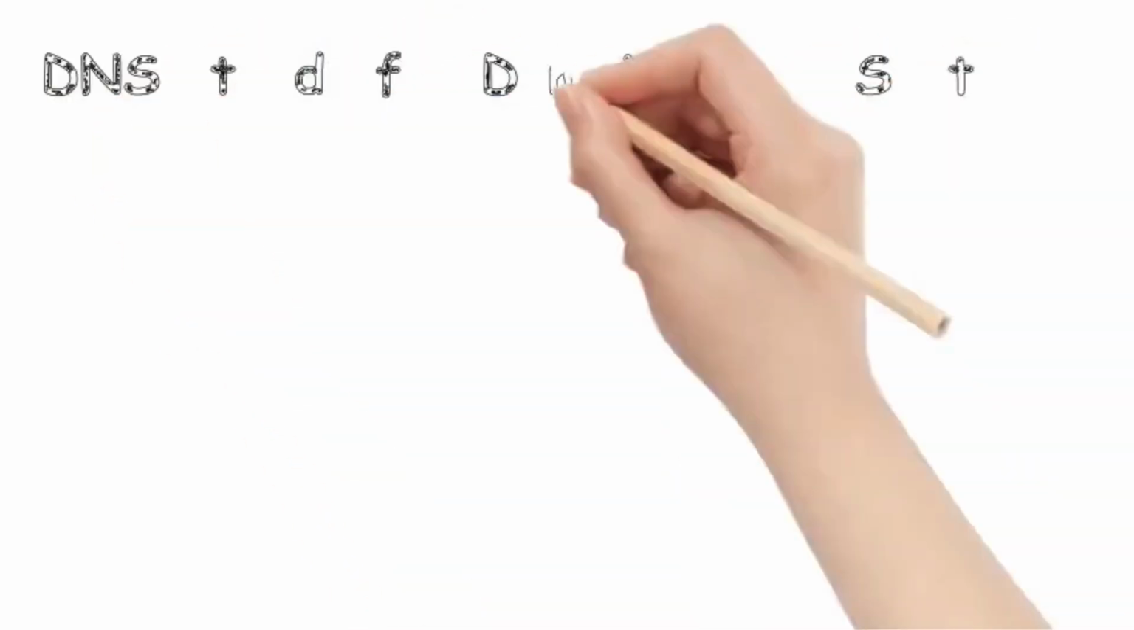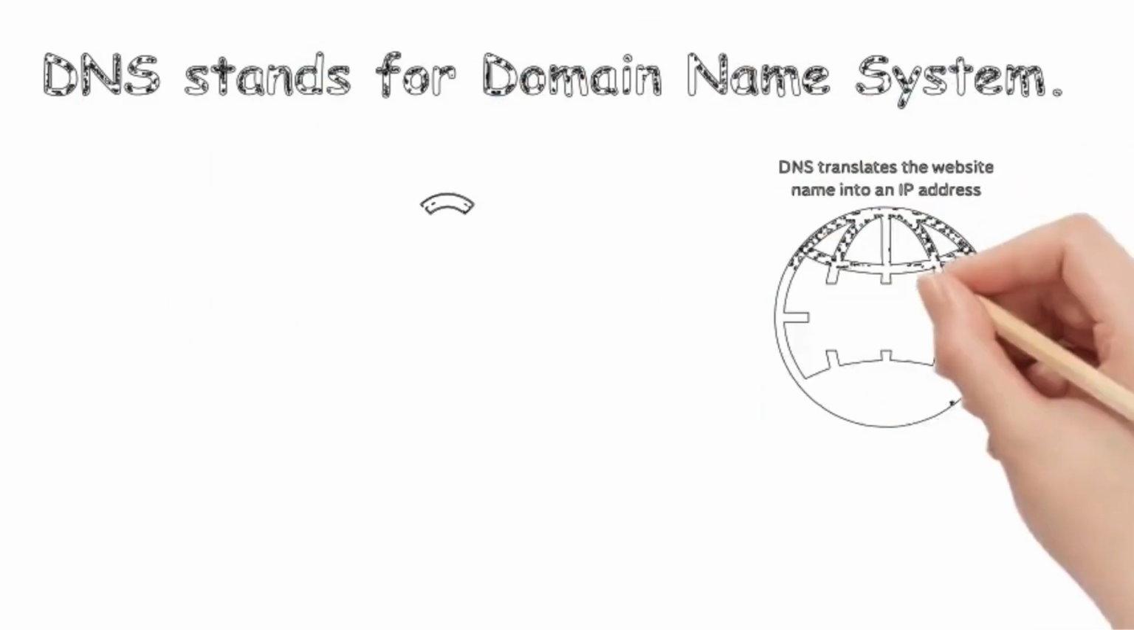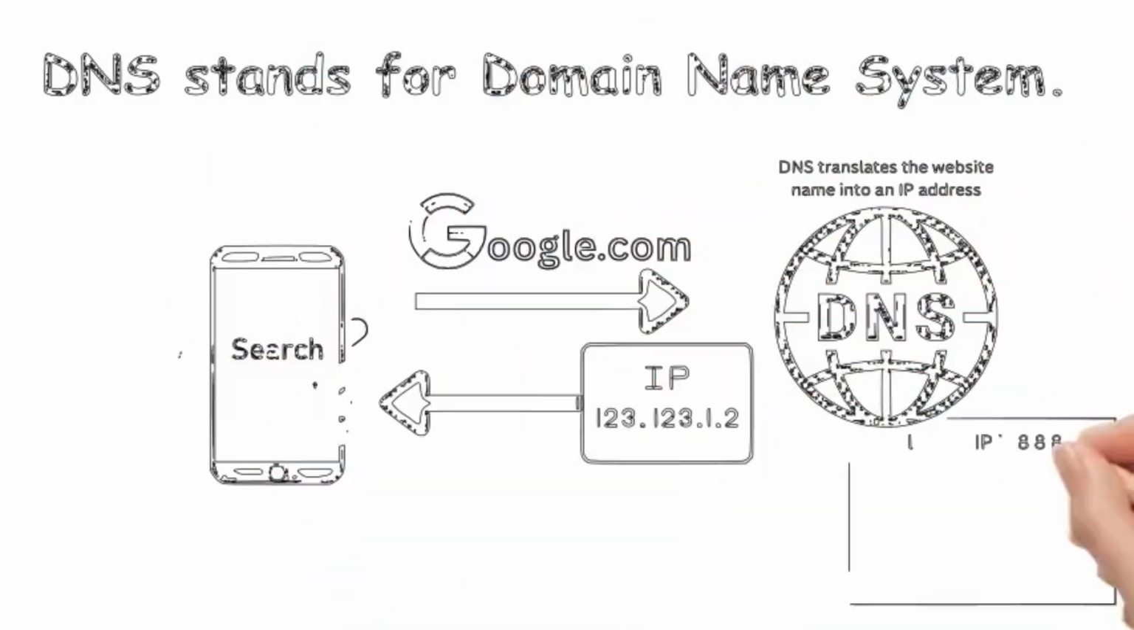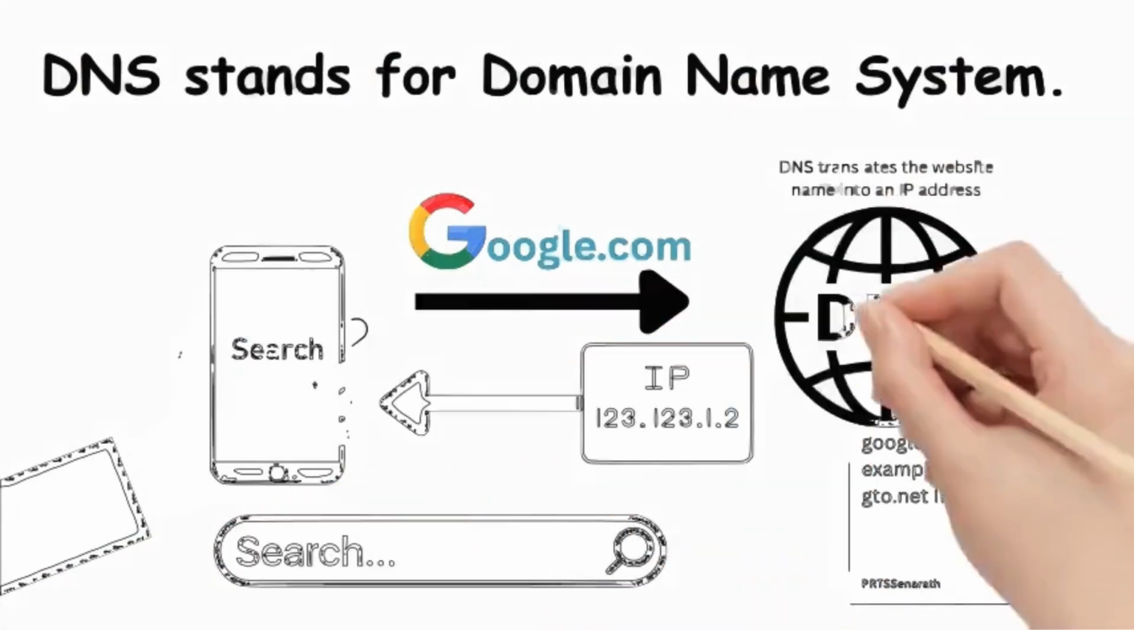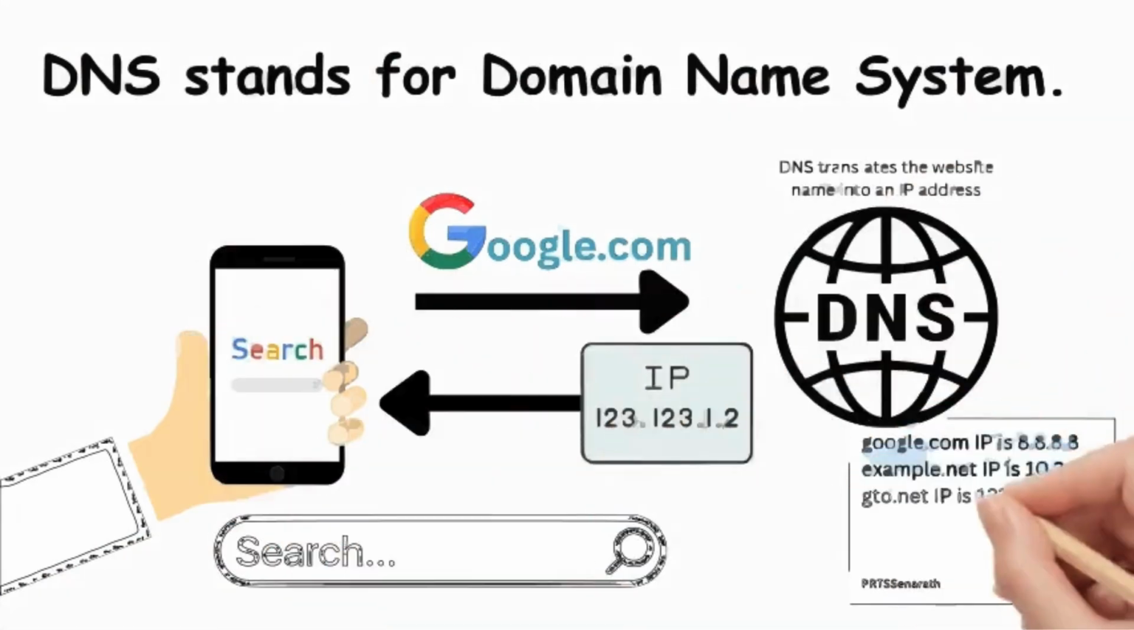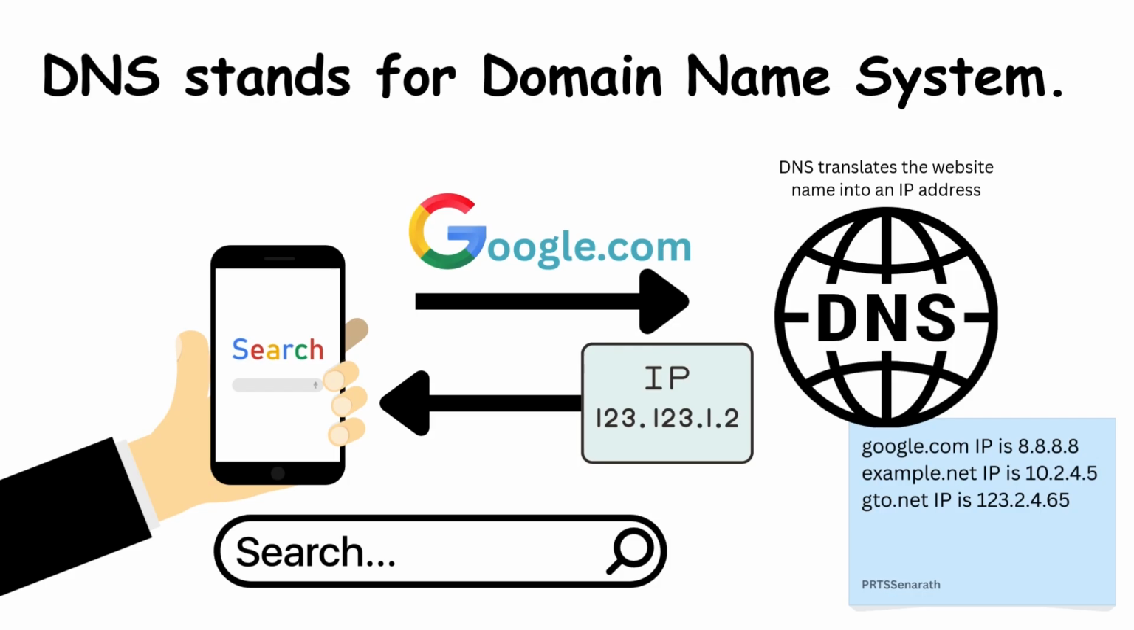DNS stands for Domain Name System. Think of it as the Internet's phone book. Just like you save phone numbers under names in your phone, DNS helps computers find websites using names instead of numbers. Computers don't understand website names like google.com or facebook.com. They use IP addresses, which are like phone numbers. DNS translates the website name into an IP address so your browser knows where to go.